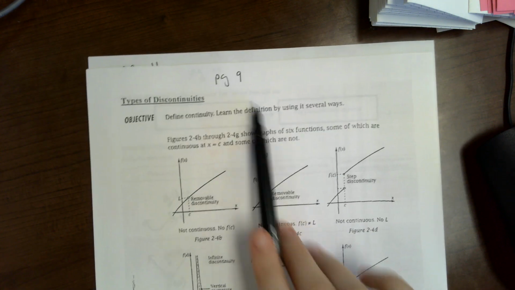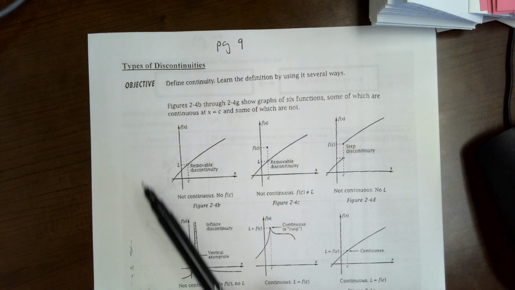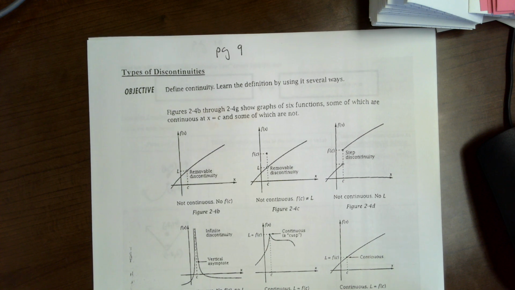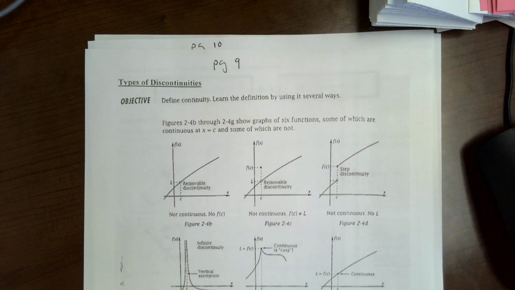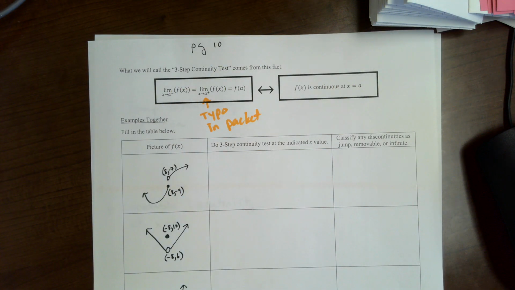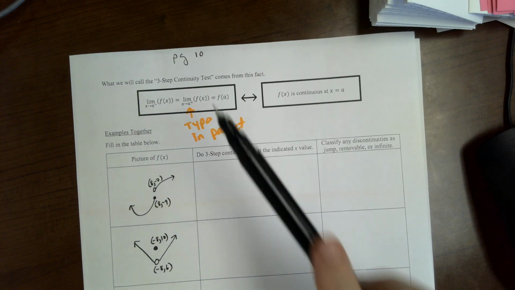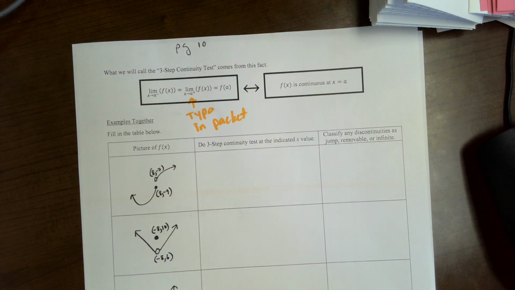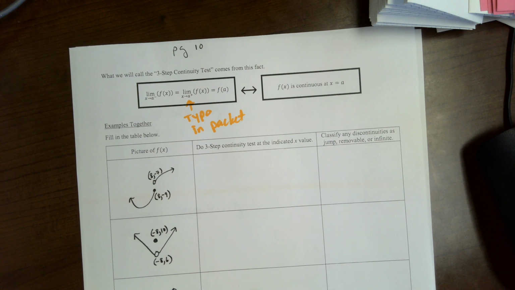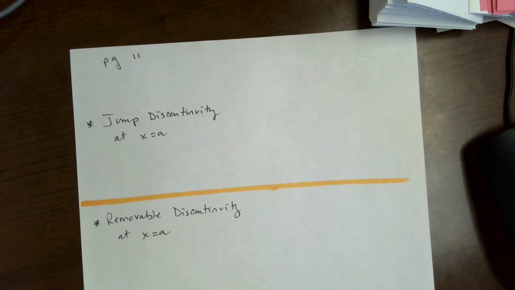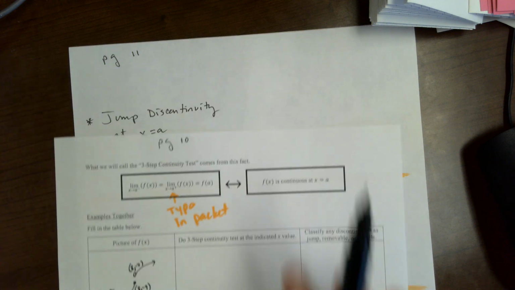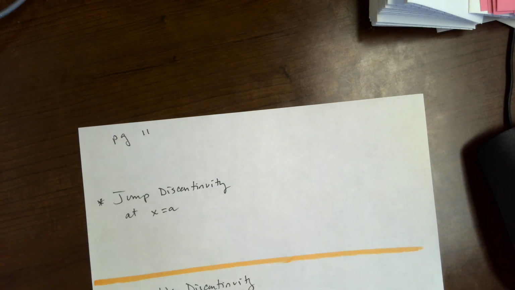And then page 9, there's just some information here about types of discontinuities on a graph, but we're going to skip that for now as well. I'm going to summarize everything that's on that page in this video. So we're going to start off on page 10, and we're also going to use the space on page 11. So let's go to page 11 right now.